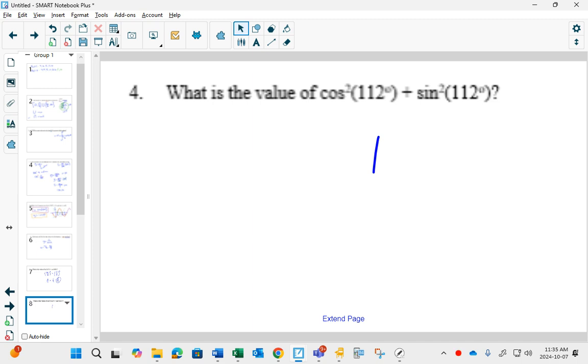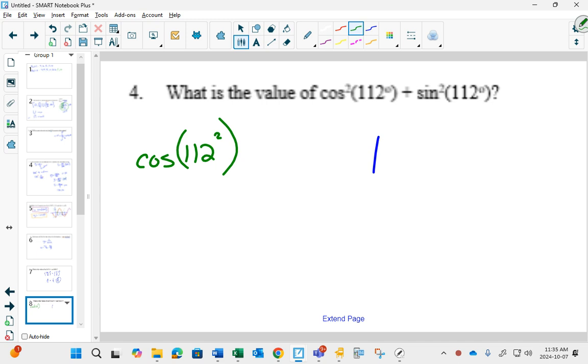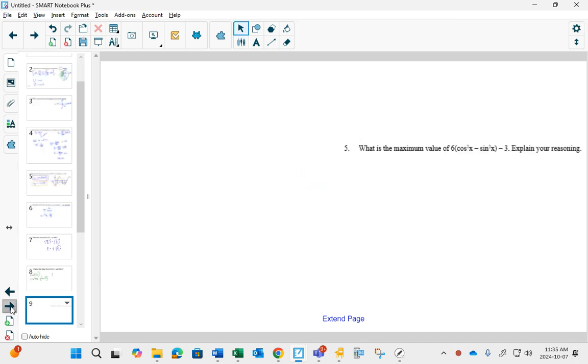What is the... Oh, the question was, what's the difference between this and this? This would mean you would take 112 and square. This means the whole thing is squared. So when the squared is in between, it means the whole thing is squared. Anyways, the answer to that one is just 1.